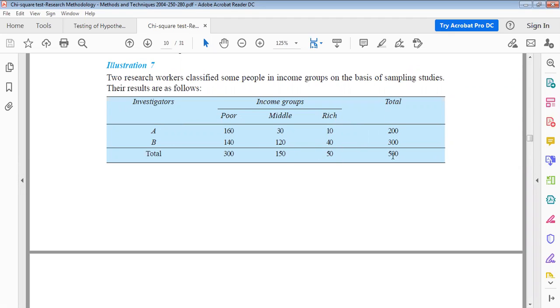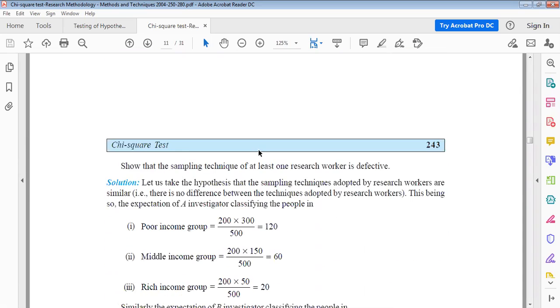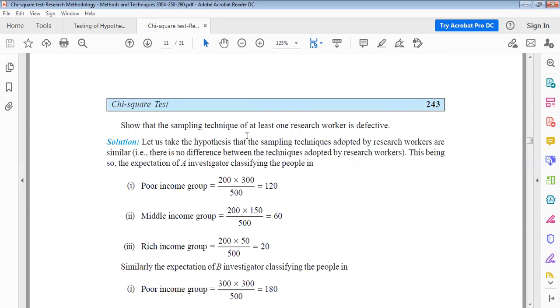50. But grand total 50. Here also 500, here also 500. So show that the sampling techniques of at least one research worker is defective. Then let us take the hypothesis that the sampling techniques adopted by the research workers are similar. That means there is no difference between the techniques adopted by the research workers.